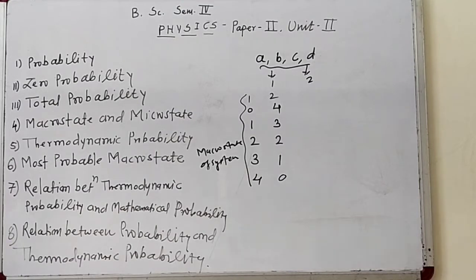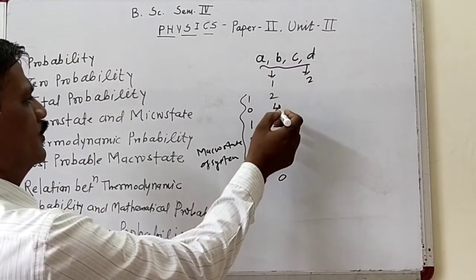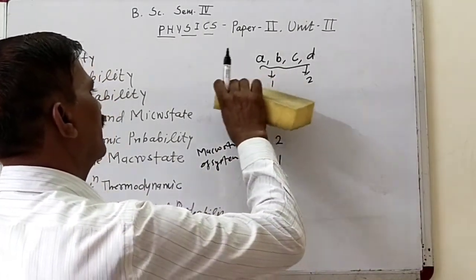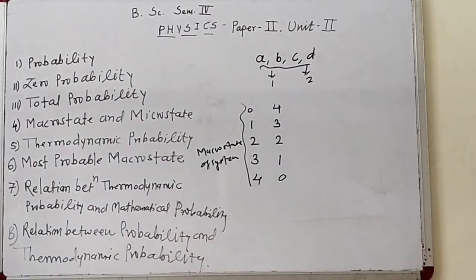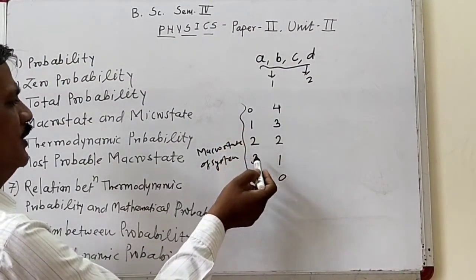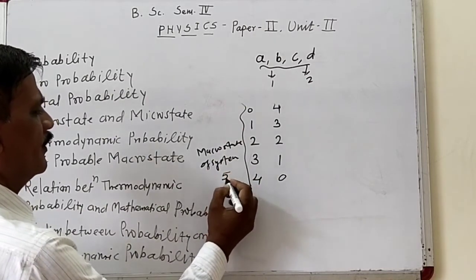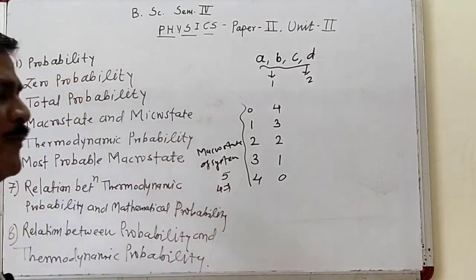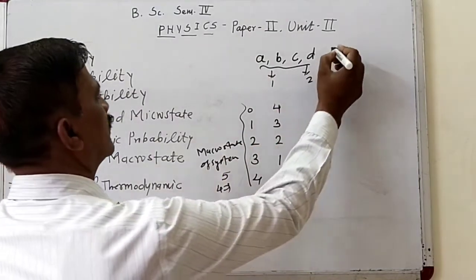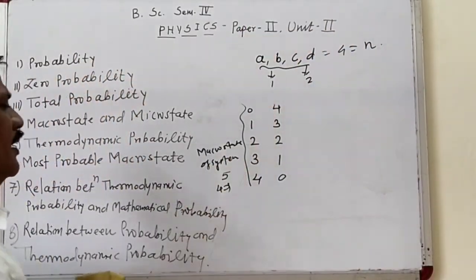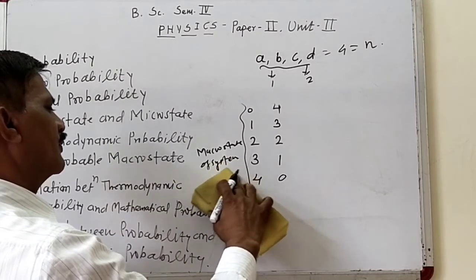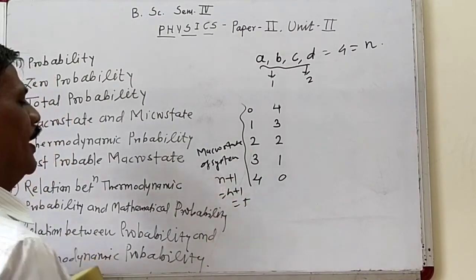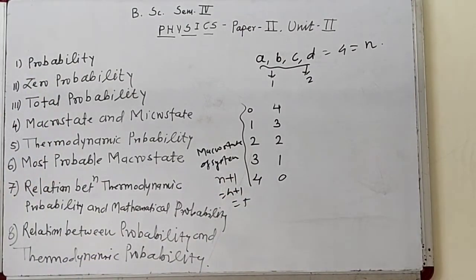That means how many macrostates? 1, 2, 3, 4, 5. Here these are the compartments, and this is not a macrostate. So how many? 1, 2, 3, 4, 5. There are 5 macrostates in the case of 4 particles in two compartments. Suppose there are n particles. Then how many macrostates does the system have? That is n plus 1. That is 4 plus 1, which is 5. So there are 5 macrostates in the system.